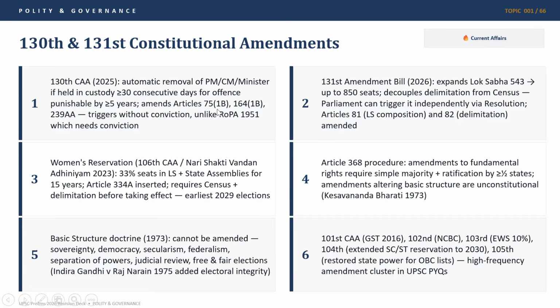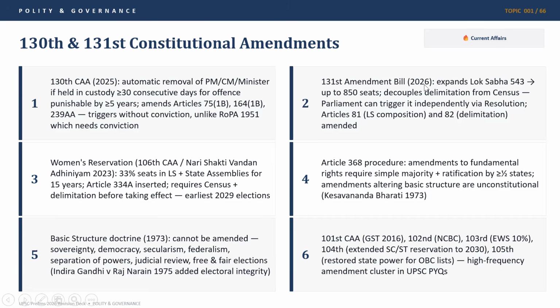It amends Article 75(1B), 164(1B), and 239AA, which triggers without conviction. Another very important point to note. So they can be automatically removed without even conviction if they have been held in custody for more than 30 consecutive days for an offense punishable by more than 5 years, which is unlike the Representation of the People Act of 1951, where conviction needs to happen for any such action to follow.